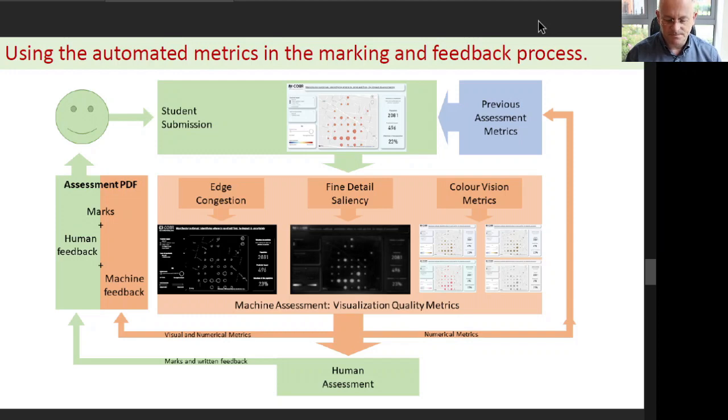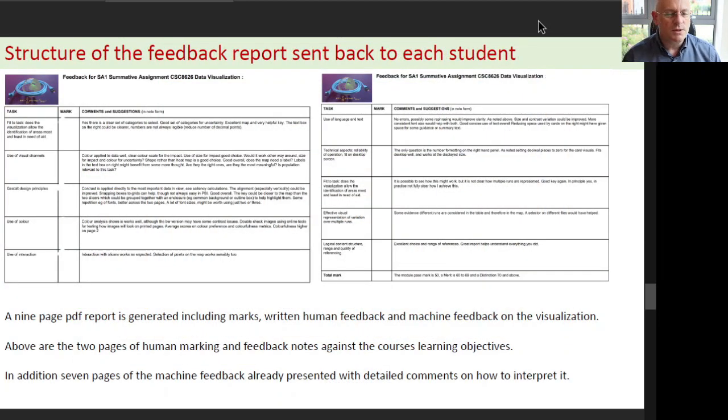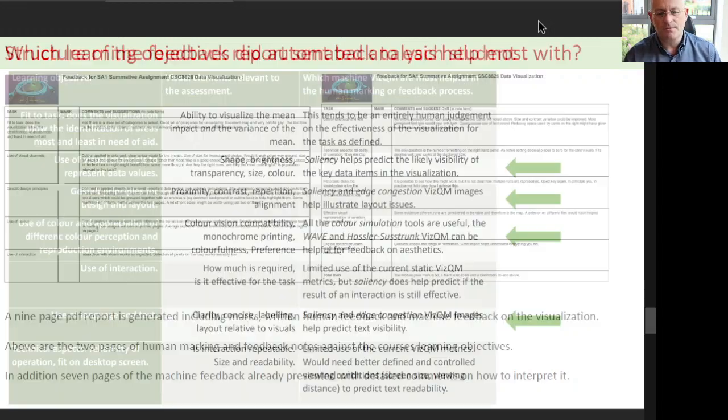The benefit here is that the machine gives us very clear evidence in some areas about what is and isn't working. In this course, we sent each student a feedback report against each of the learning outcomes, with some notes in note form and some marks, which are deleted here. These are the first 2 pages of the report. The remaining 7 pages were the automated feedback from the machine and some information on how to interpret each set of automated feedback.